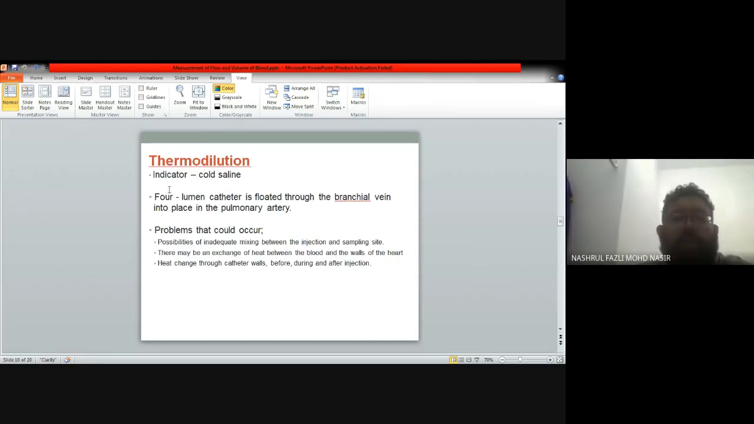Okay. So there's another one, thermodynamics. We use the cold saline, cold salt water. Okay, so a 4-lumen catheter is floated through the brachial vein into place in the pulmonary artery.